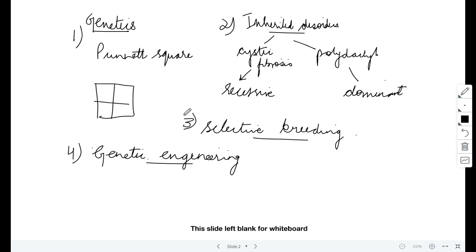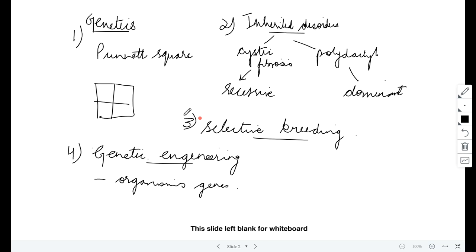First of all, he is going to choose the organism's genes, the ones that he wants to breed. Then what is he going to do? He's going to put those genes in that plant, okay? But if you see, this process is quite slow.